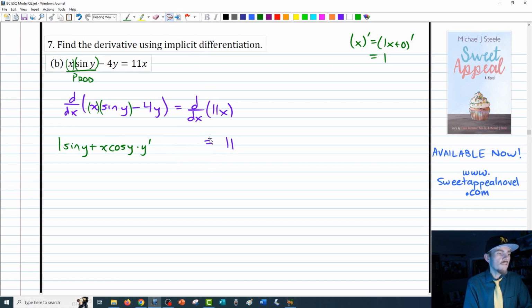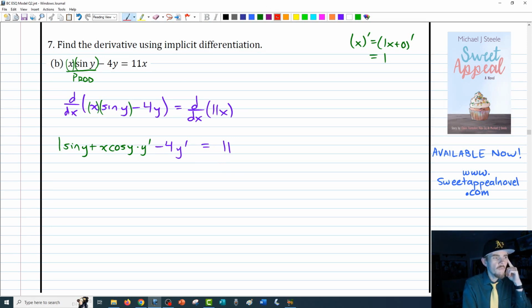And then last but not least, we also have to deal with the minus 4y. The derivative of minus 4y will be minus 4, but there was a y, so we do need y prime. And effectively, there is our implicit derivative having been taken. We just need to get y prime by its lonesome.